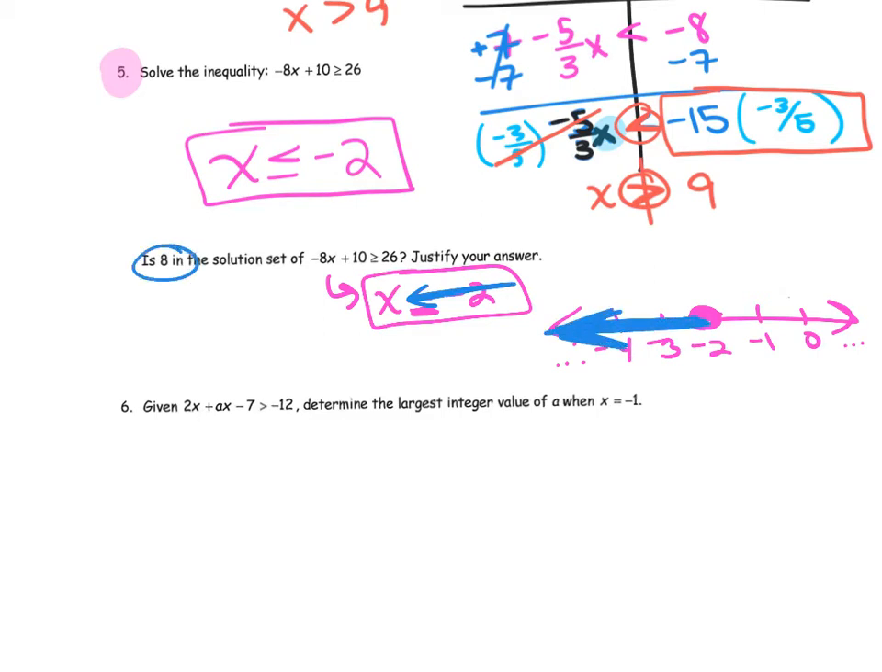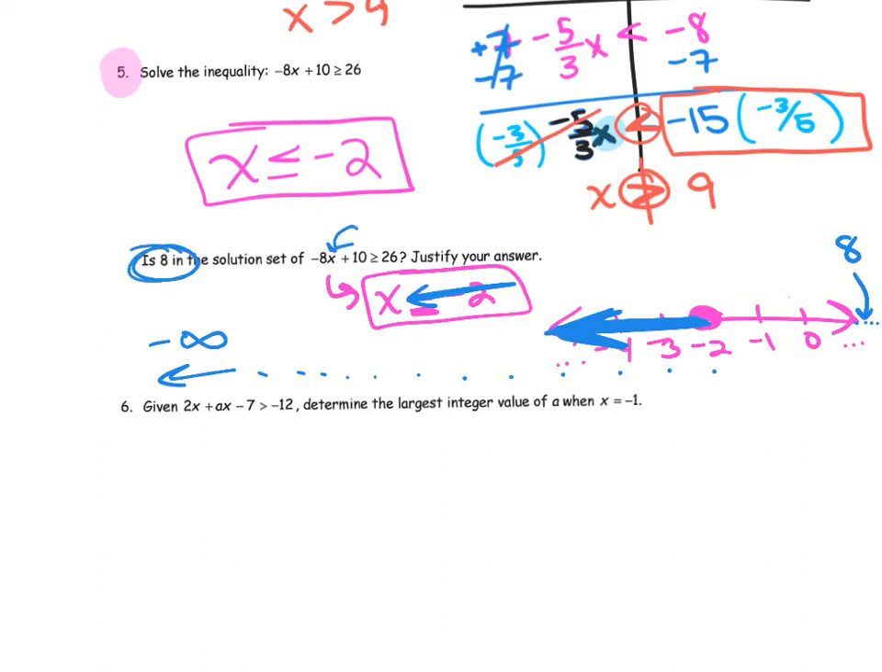Is 8 in that solution set? We're going -2, -3, -4, -5, -6, -7, -8. It keeps going towards negative infinity. Is 8, which is way over here, way towards the end, my picture's not drawn to scale, in the solution set? No. And guys, the way that we can justify this is plug x in.